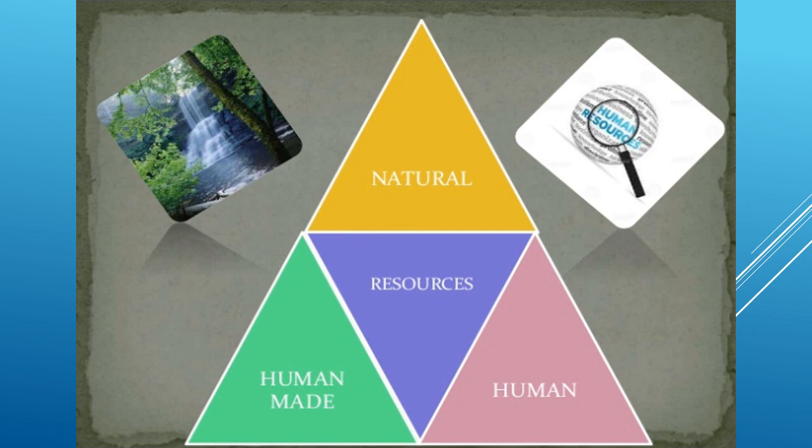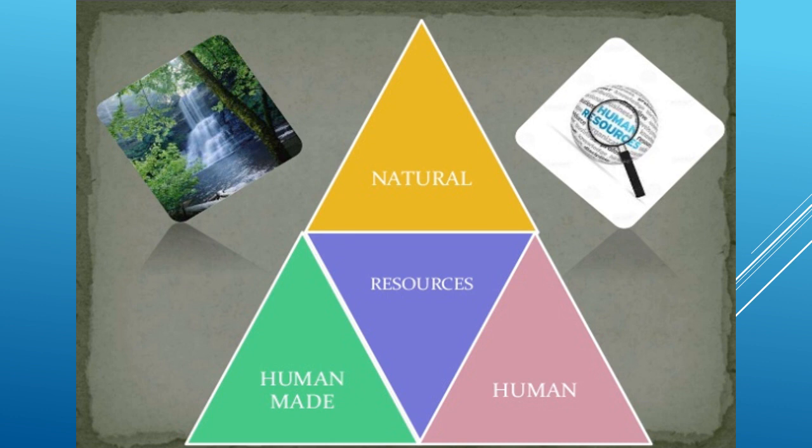Now, we classify the resources on three bases. First is the natural resource, second is the human-made resource, third is the human itself. First is the natural resource. Resources which have been given by nature are called natural resources. We have not done anything for these resources. They are the free gift of nature and we are not using any technology to get these resources.